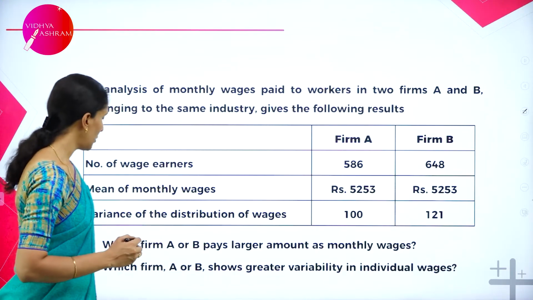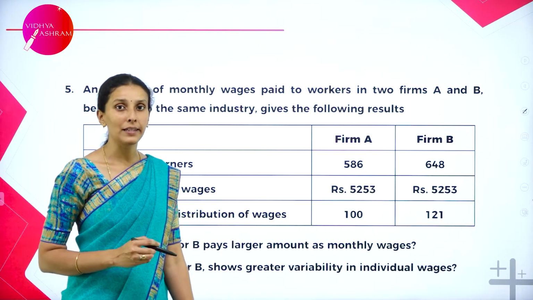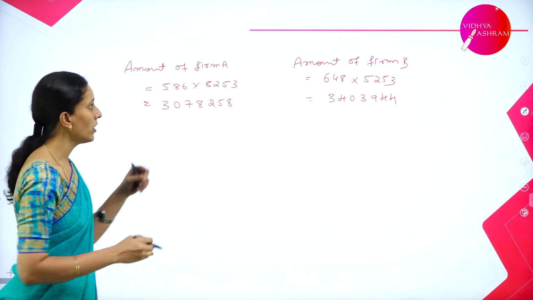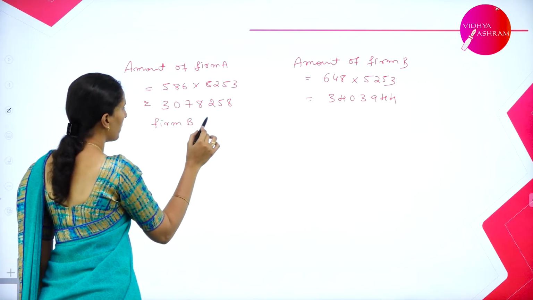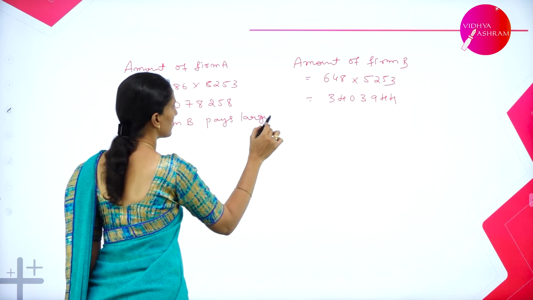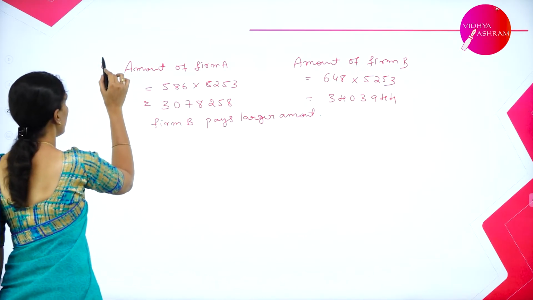Now they have asked you a question, which firm A or B pays larger amount as monthly wages? So calculate the amount here. So which is having the larger amount? So clearly firm B pays larger amount. So this is the first case.